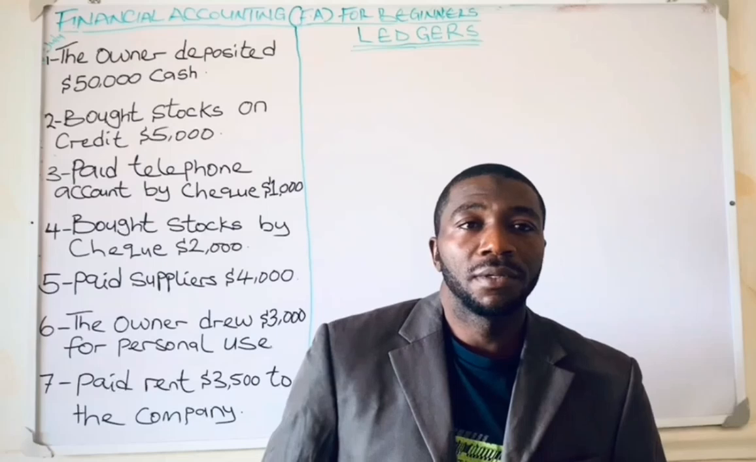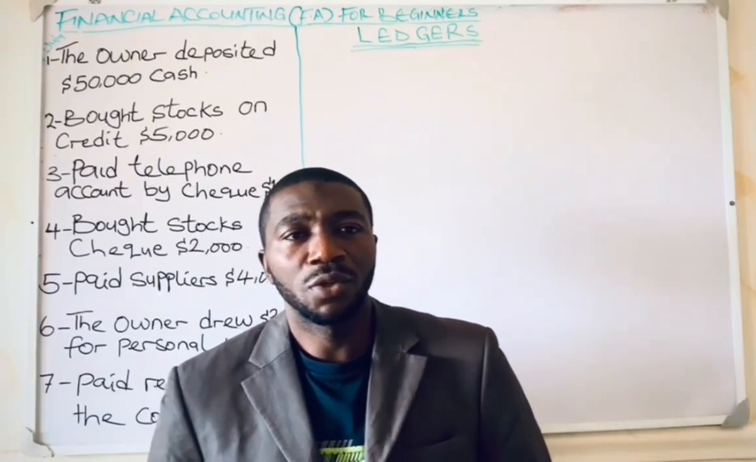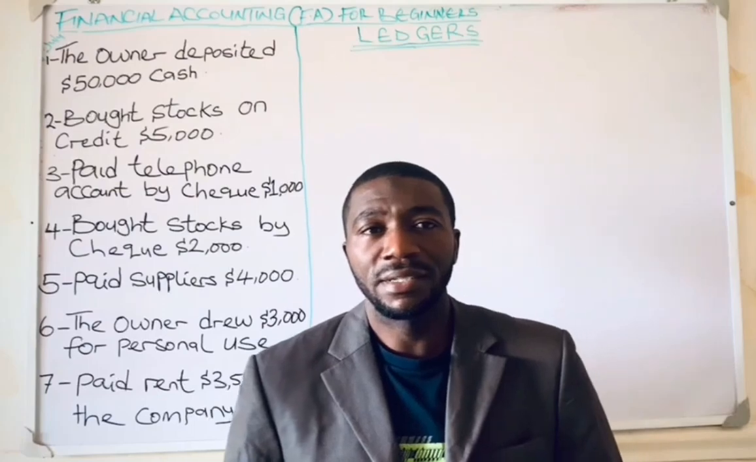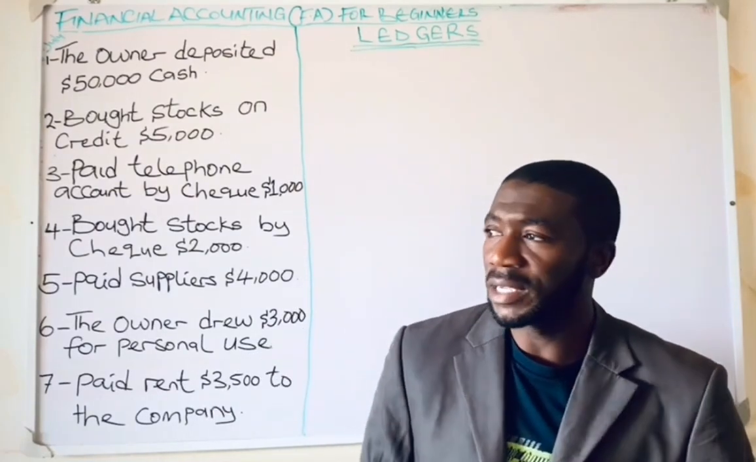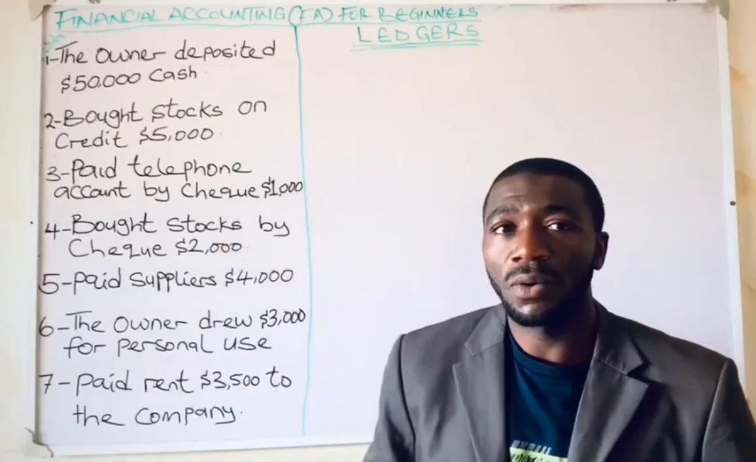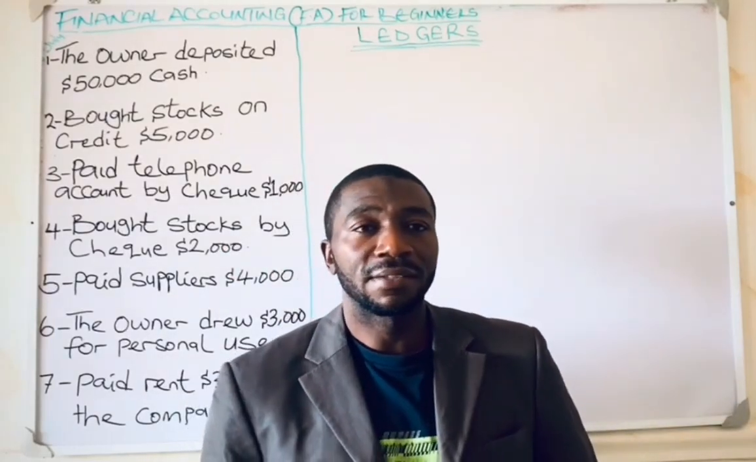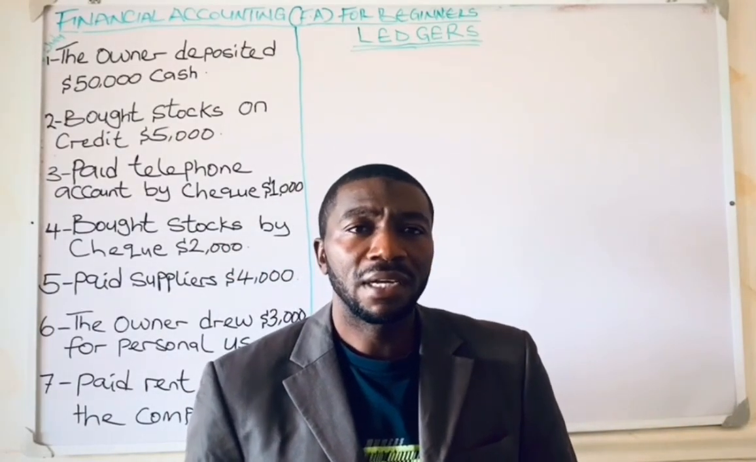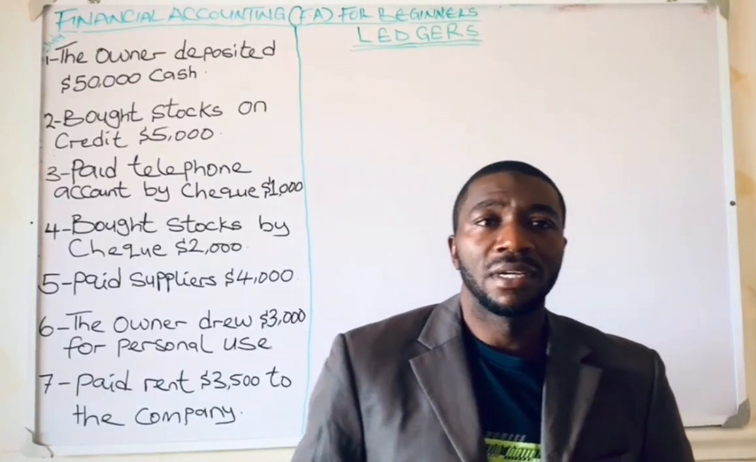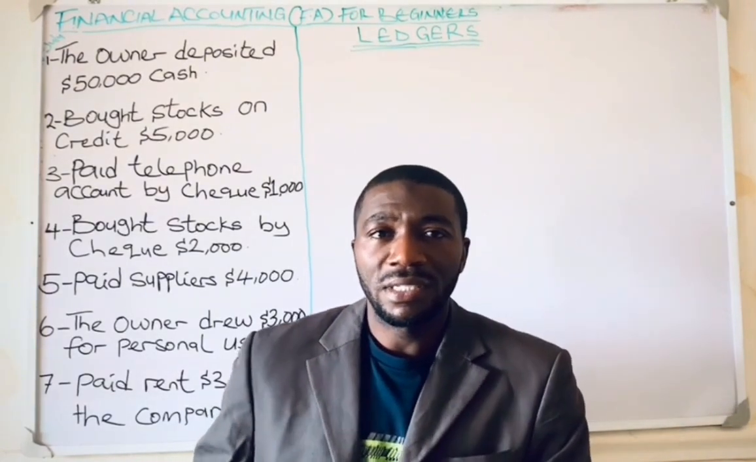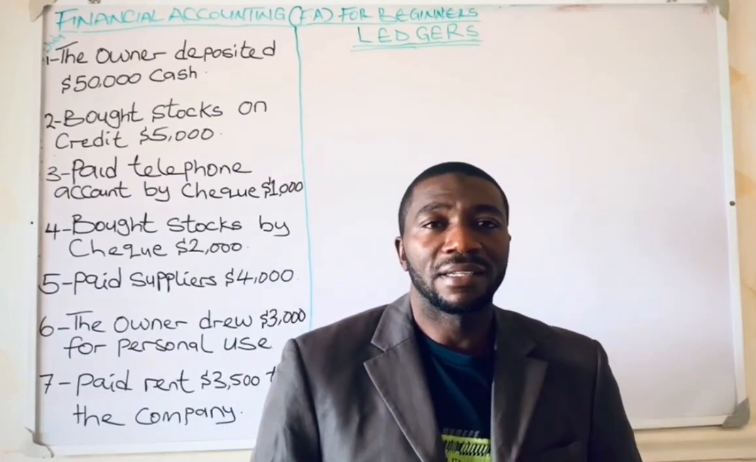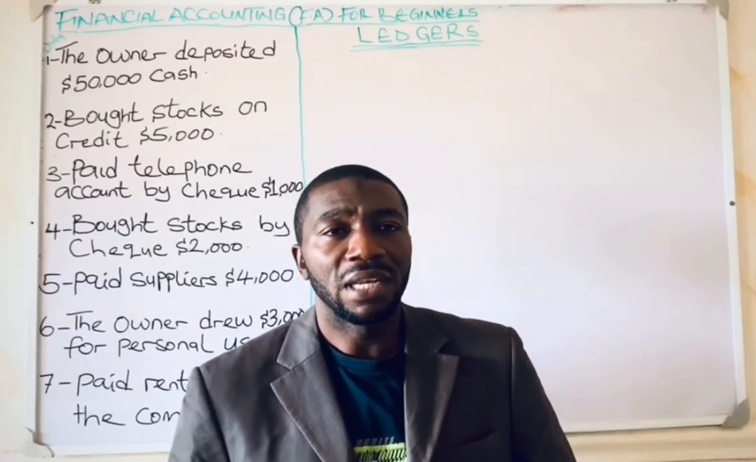Welcome to the Academy. In our last video, we looked at journal entries, where we said journal entries are the initial transactions. As you can see, these are the transactions and we entered them into our journals in our last video. After the transactions have been entered into the journals, the accounts will be posted to the ledgers. And that is our topic for today, the ledgers.